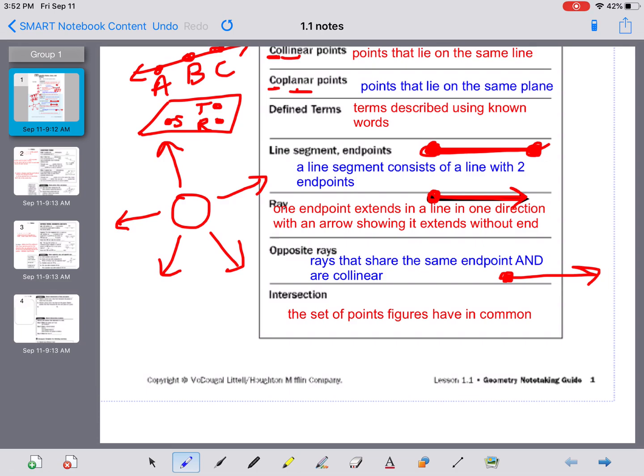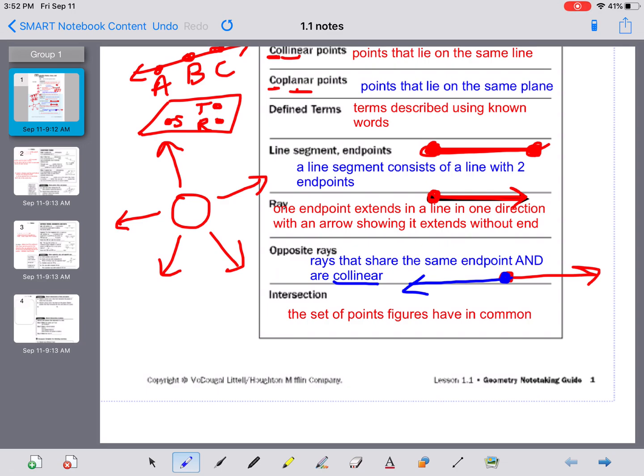My ray that shares the same endpoint, so it still goes to this endpoint, and are collinear on the same line, so this ray is going to go like this. So together, they look like they make one long line, but they're actually opposite rays. They start at the same place and go in exactly opposite directions, so it's an opposite ray.